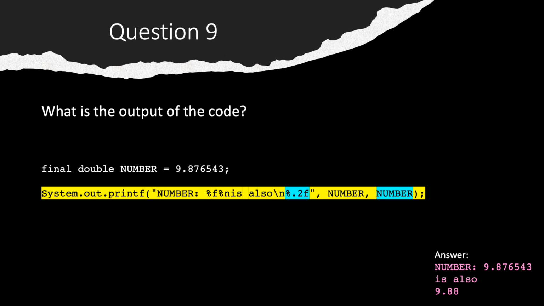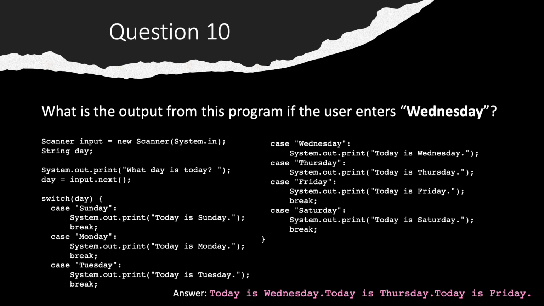Lastly, we have %.2f, and this is the value for the constant called number. %.2f means that we only want to have up to 2 digits after the decimal point displayed on the output. So the output is 9.88. The complete output for this line of printf is number 9.876543. On the next line is "is also", then on another next line, 9.88.